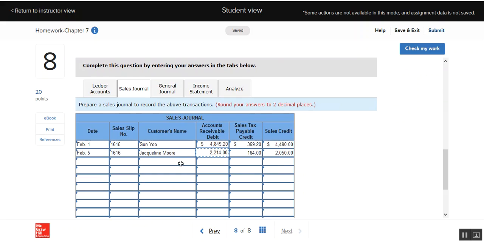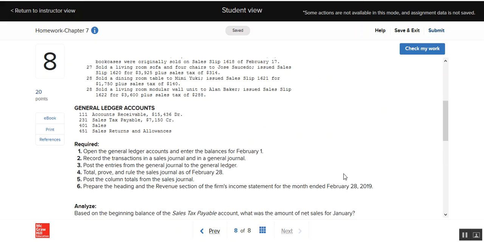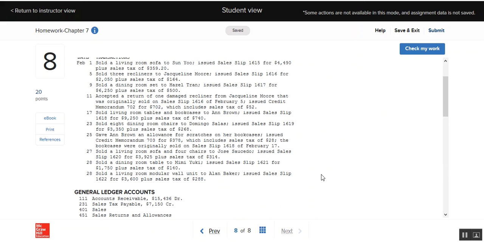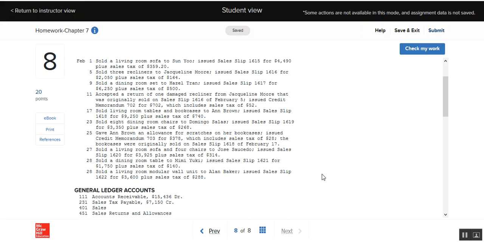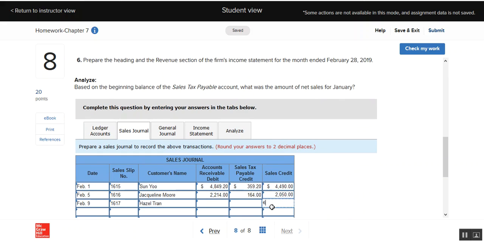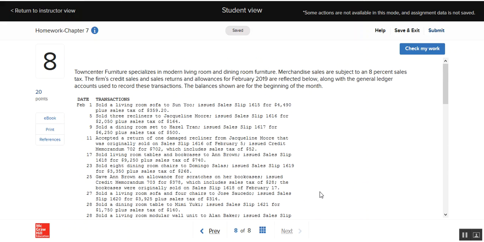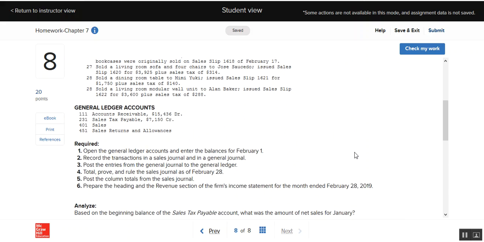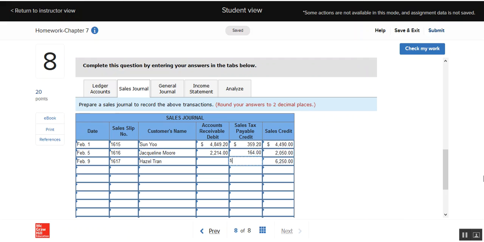It was on the 9th. Fill in your sales slip number, and that was to Hazel. And let's see what the amounts were. The dining room set was $6,250. And we have some sales tax, $500. And those are credits, so we add those two together to get the debit, which would be $6,750.